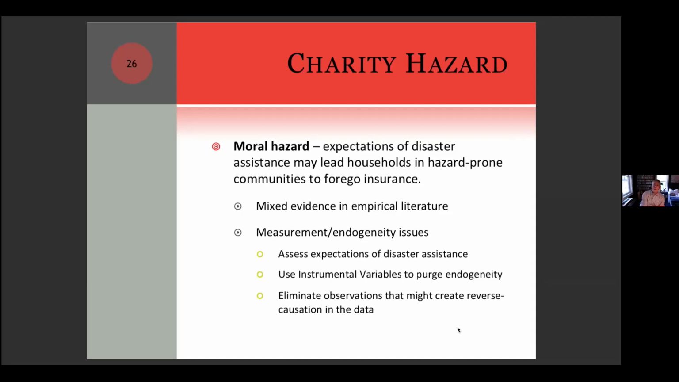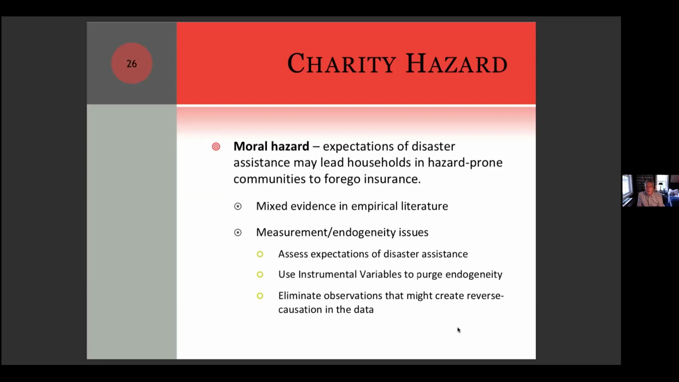Okay, so this last paper actually was just published in Environmental and Resource Economics, and this is looking at charity hazard, and this is getting into the domain of quasi-rational or maybe irrational behavior. So the idea of charity hazard is that if folks expect generous disaster assistance, they may forego insurance because they think they won't need it. There'll be someone there to help them out. There's mixed evidence in the literature, and there are measurement and endogeneity issues. So that's what we address here.